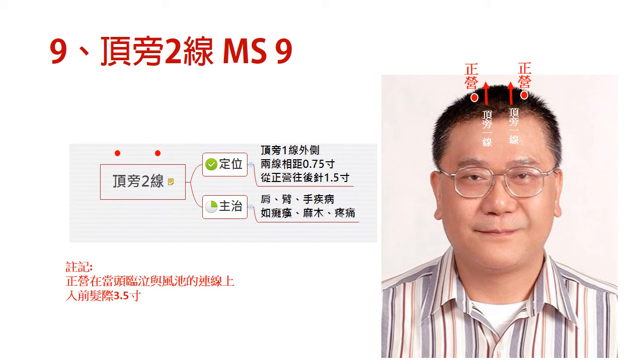And next, MS9. Lateral line 2 of the vertex, we call MS9. Location on the head, 2.25 cun lateral to the Du channel, 1.5 cun long straight from gallbladder 17 backwards along the gallbladder channel. Indication for shoulder, arm, or hand disease like paralysis or numbness or pain. Also for headache, migraine, or dizziness.